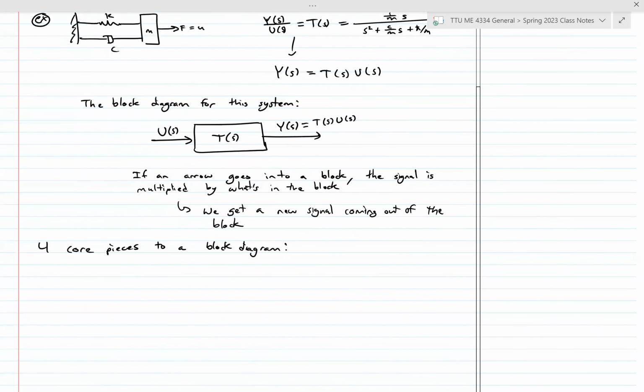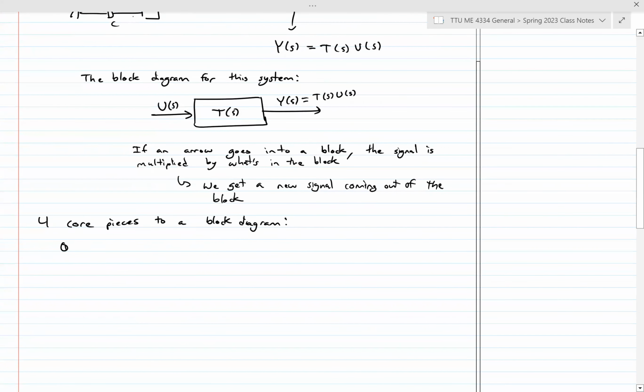All right. The first one, the arrow, I guess I should draw it out. So number 1 is our arrow. The arrow carries a signal, right? U, Y, or maybe some other letter. Something that's usually going to be a function of time is associated with our signals here, right?